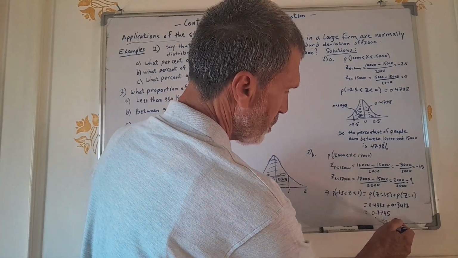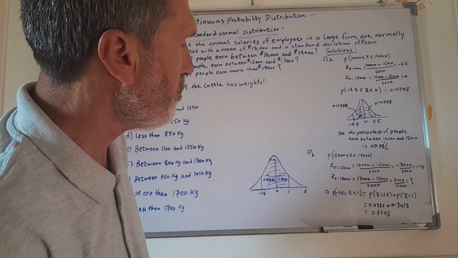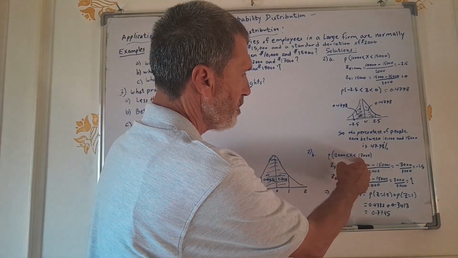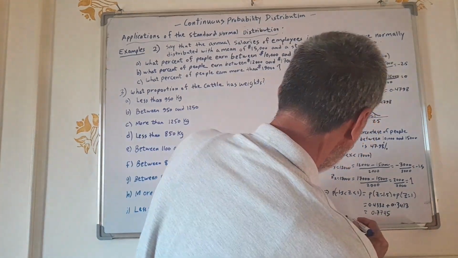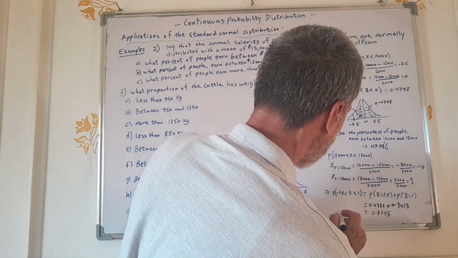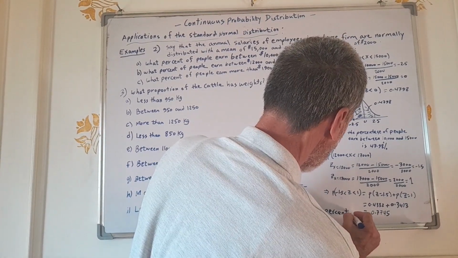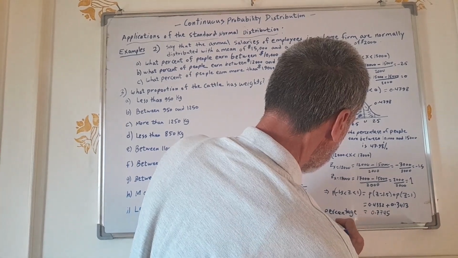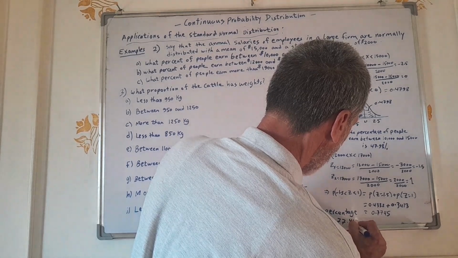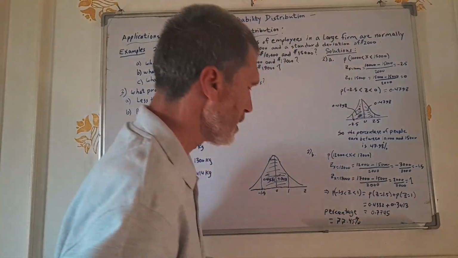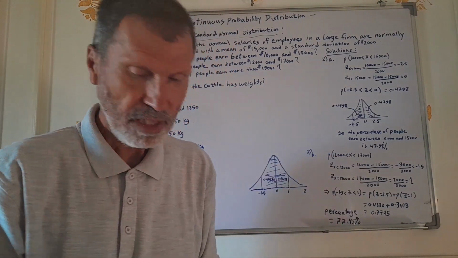We come up with 0.7745, and the percentage of people who earn between 12,000 and 17,000 is going to be equal to 77.45%. Okay, this is the percentage of people who earn between 12,000 and 17,000.